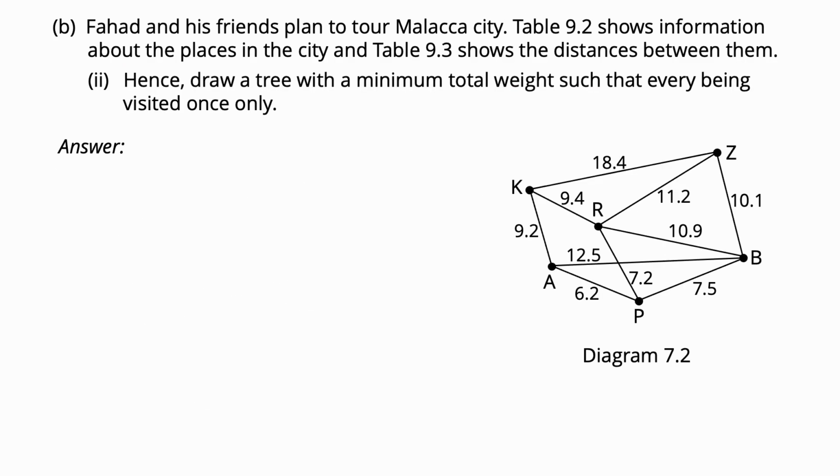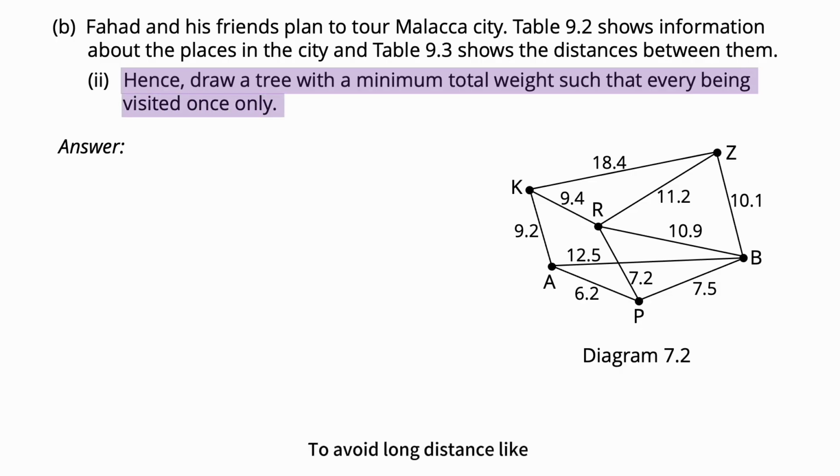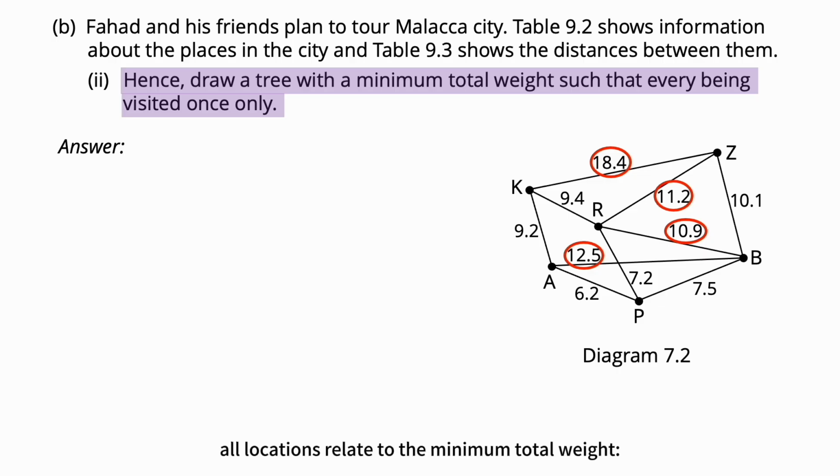B2. Hence, draw a tree with a minimum total weight such that every vertex is visited once only. To avoid long distances like 18.4, 11.2, 10.9, or 12.5. The tree ensures all locations relate to the minimum total weight.